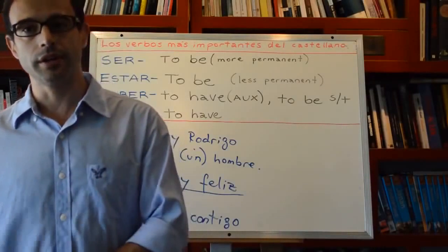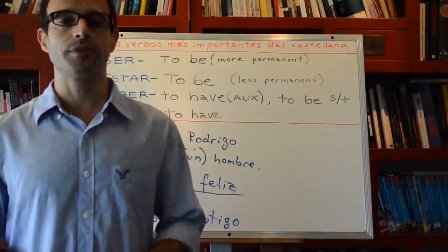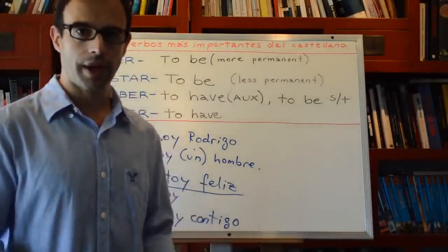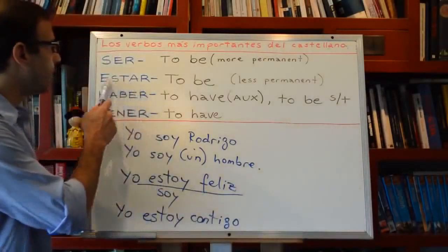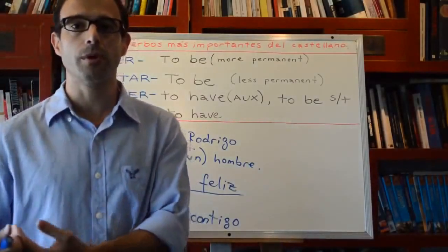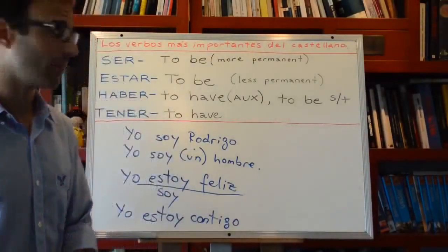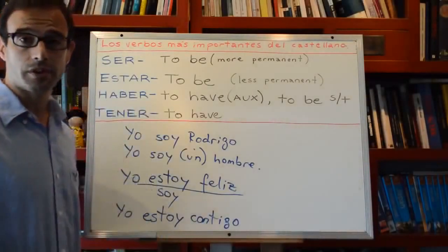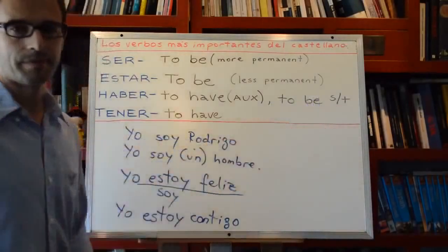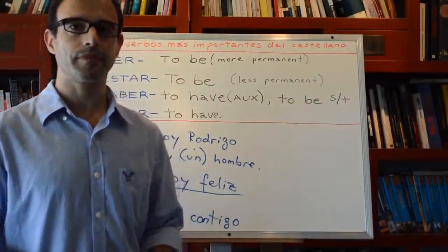I have run, yo he corrido. She has eaten, ella ha comido, okay? So, the verb haber in Spanish is used as an auxiliary verb for compound tenses, okay? But it also has another use. To be something.